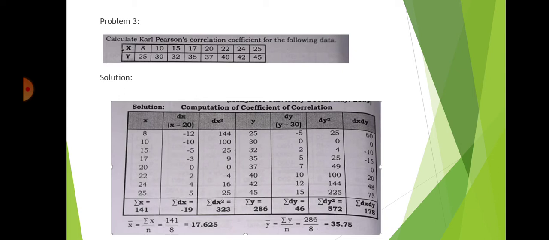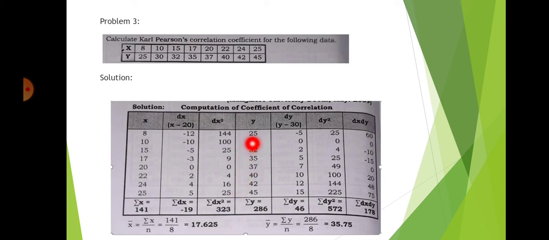Now what is dx square? Minus 12 square. Square of the second column. Square of a number is always positive. 144. Minus 10 square is 100. Minus 5 square is 25. Minus 3 square is 9. 0 square is 0. 2 square is 4. 4 square is 16. These values you have to find.